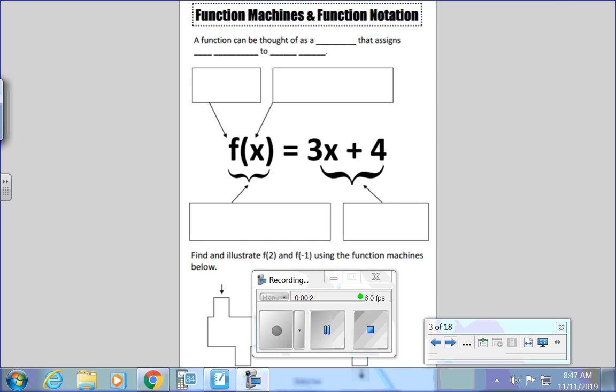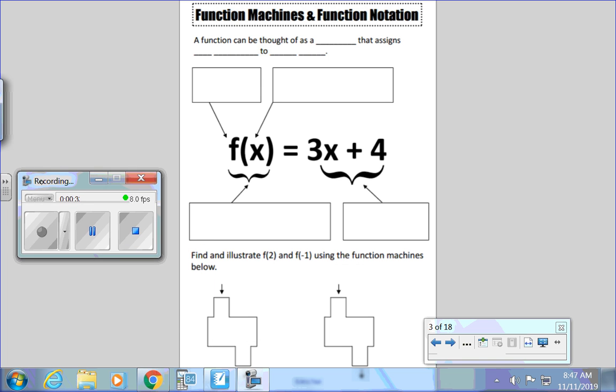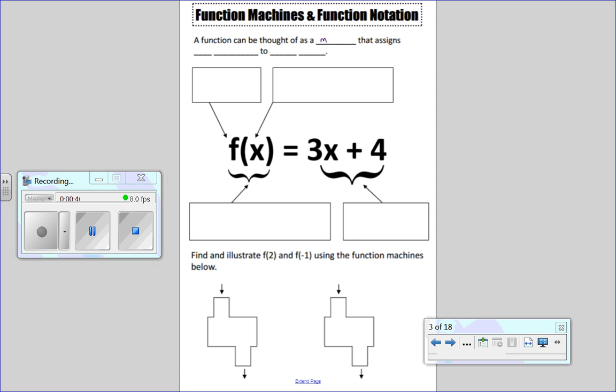All right, so we call this thing a function machine because something comes in and all this stuff happens and then something else comes out. So a function can be thought of as a machine that assigns an output to every input. You're going to put something in, something's going to happen, and the answer's going to come back out.